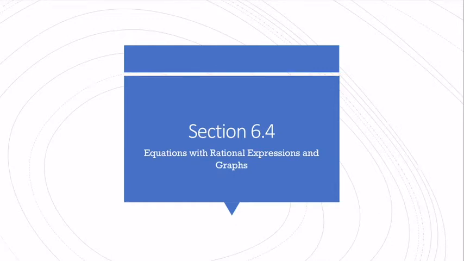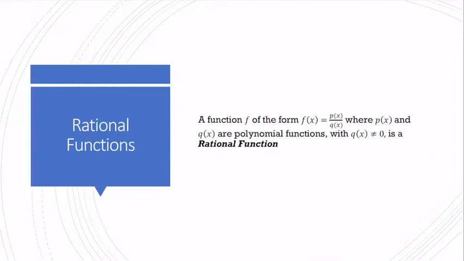Right, class, section 6.4 is all about equations with rational expressions. So, friendly reminder that a rational function is a function of the form p of x over q of x, where p of x and q of x are polynomial functions. Q of x doesn't equal 0. This is what we call a rational function. Remember that q of x doesn't equal 0 because we can never divide by 0.